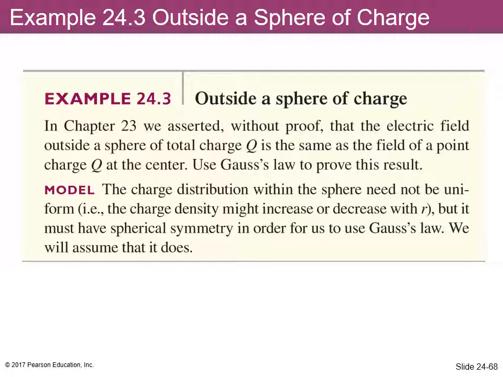In chapter 23, we asserted without proof that the electric field outside a sphere of total charge Q is the same as the field of a point charge Q at the center. Use Gauss's law to prove this result. The charge distribution within the sphere need not be uniform. The charge density might increase or decrease with r, but it must have spherical symmetry in order for us to use Gauss's law. We will assume that it does.